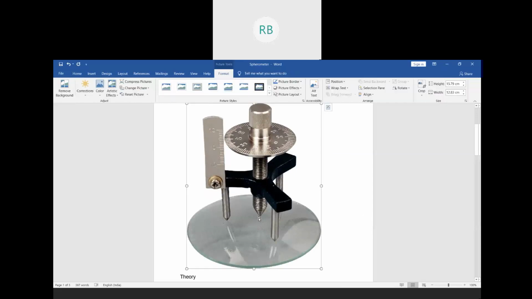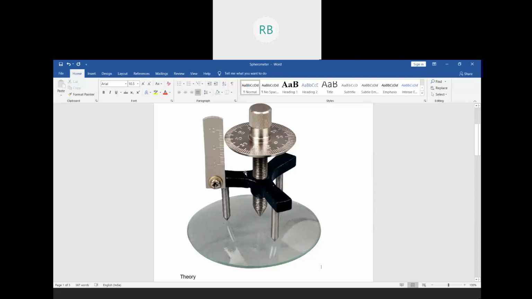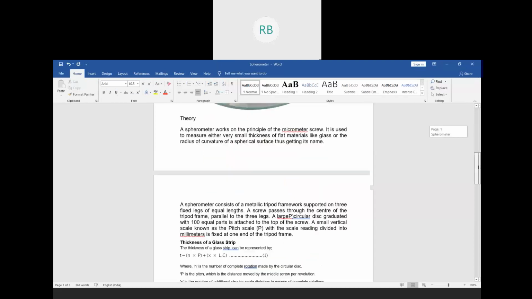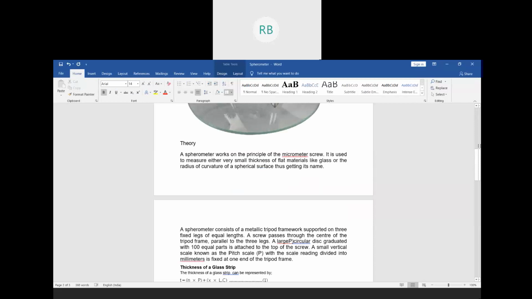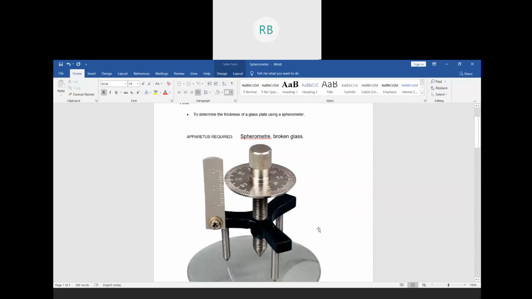the pinpoint gently touches the plane surface. Then we have to write the number of complete rotations, which will be 2. In the place of number of complete rotation, it will be 2 here.